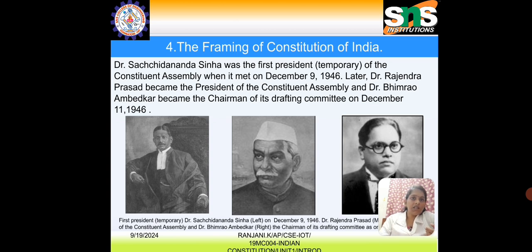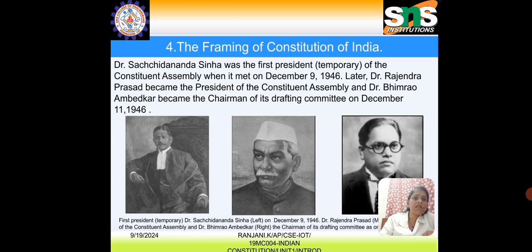Dr. Sachchidananda Sinha was the first president, that is the temporary president of the Constituent Assembly, when it met on December 9, 1946. Later, Dr. Rajendra Prasad became the president of our Constituent Assembly, and next Dr. Ambedkar became the chairman of the drafting committee on December 11, 1946. So the first image shows the first temporary president.